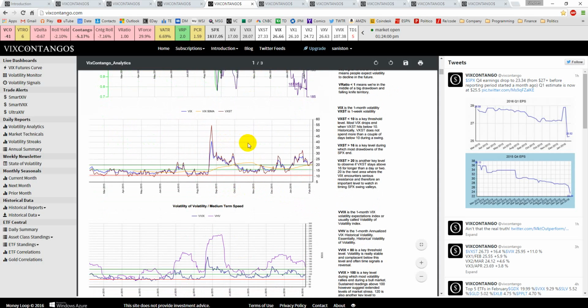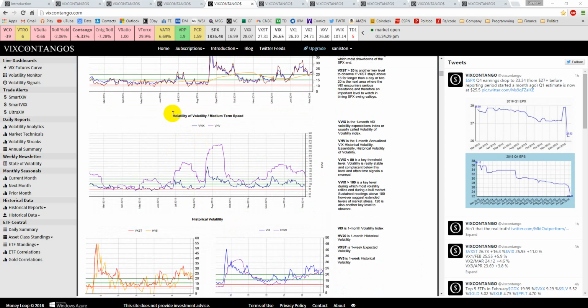The next chart is the VIX versus the VXXT. In red is the VXXT, in blue is the VIX. You get to see how they move along with each other, and we have 3 thresholds displayed here: 20, 16, and 10. And the yellow line is the 50-day moving average of the VIX.